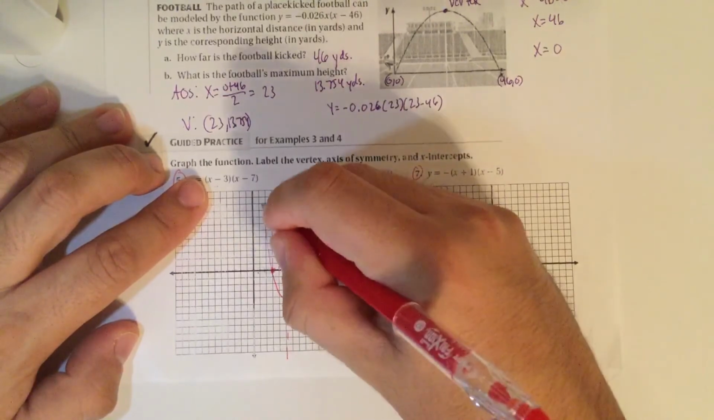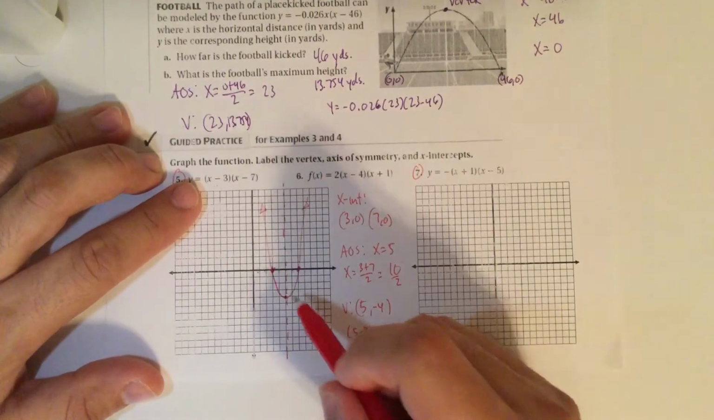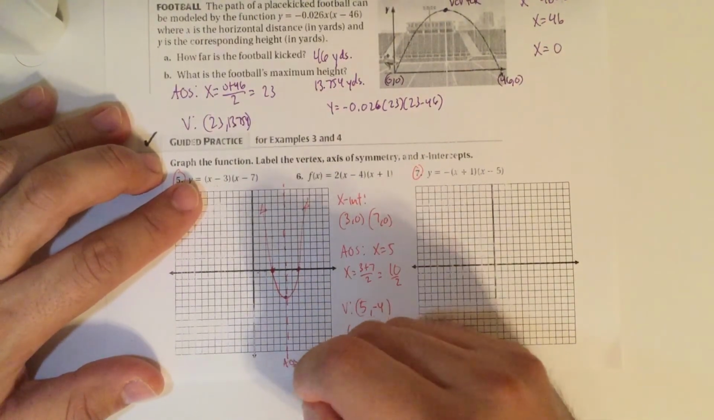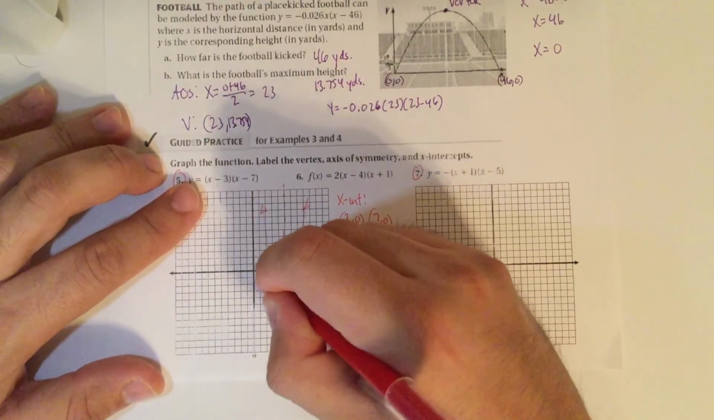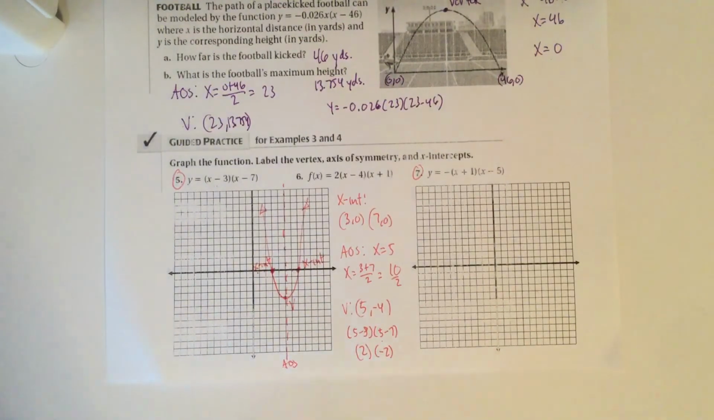So there is my graph. I'm just using 3 points. I prefer a couple more just to make it smoother, which it should have been here and here, but it's fine. This is my axis of symmetry, this was my vertex, and these were my x-intercepts. Okay, number 7, I'll do this one just as quick.